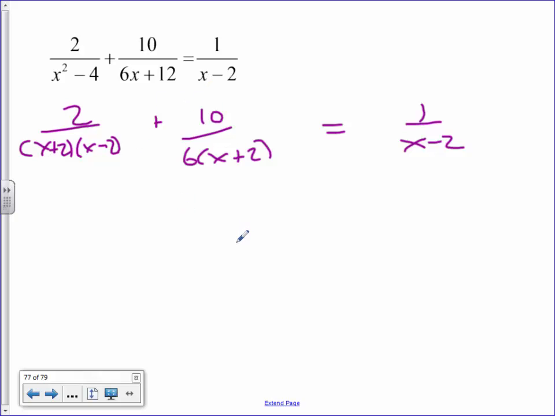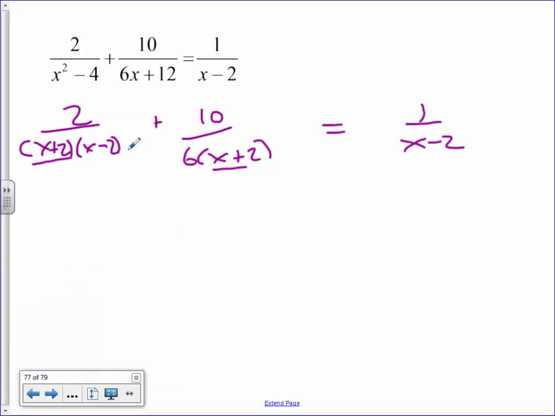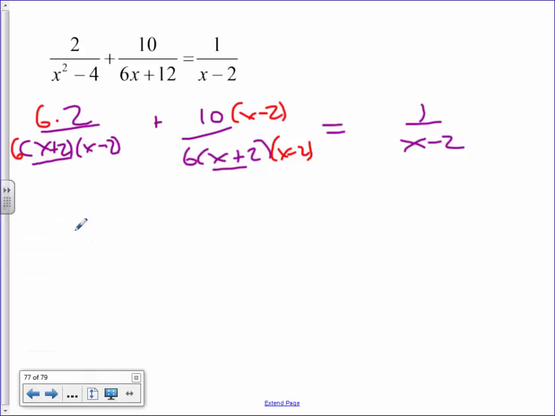So do we have partially common denominators? Sure, there's an x plus 2 in both of these. Let me just change colors here. So we need to put an x minus 2 here and here. And we have to put a 6 up top here and maybe there. Alright, one big fraction then gives you a 6, an x plus 2, and an x minus 2.